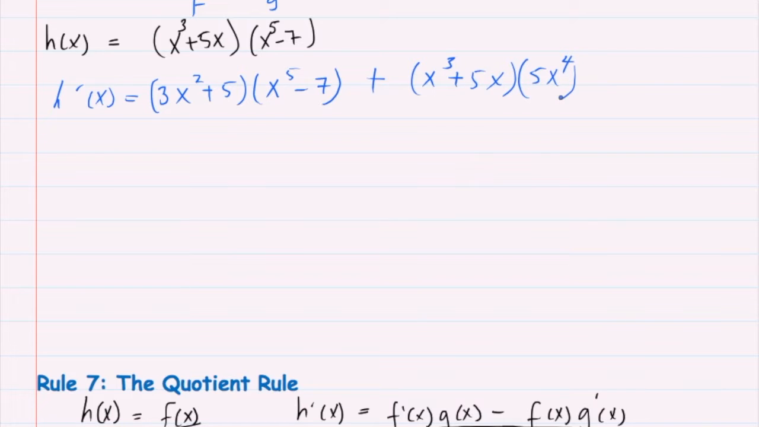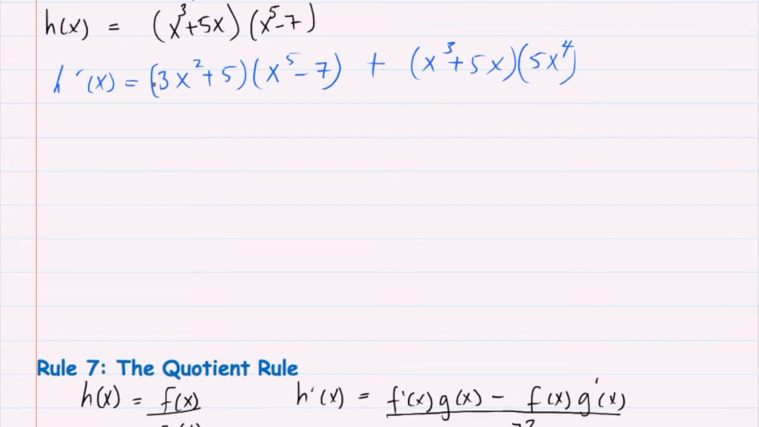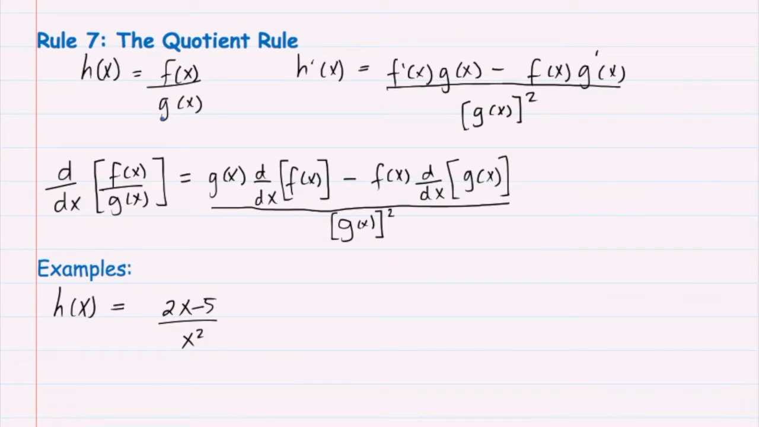So I'm not going to simplify this. You can do that on your own. Don't forget that here in this case you would have to FOIL it. First terms, outside terms, inside terms, last terms, FOIL. And here you basically just multiply this with that and this with that. Okay? So you can do it on your own. Let's move on to the quotient rule.